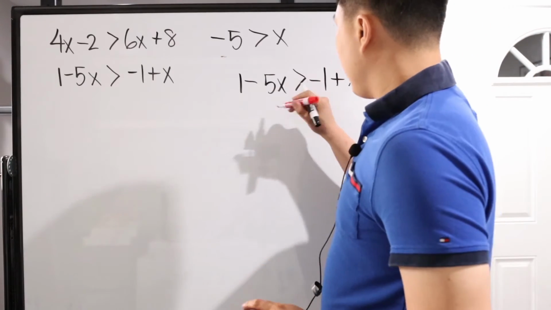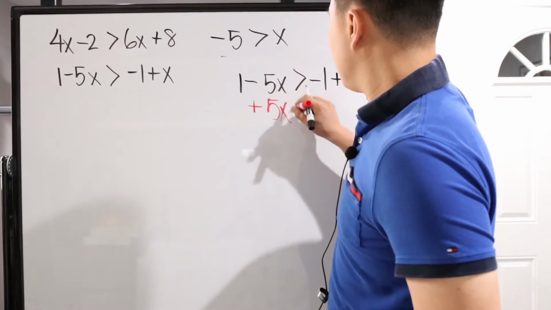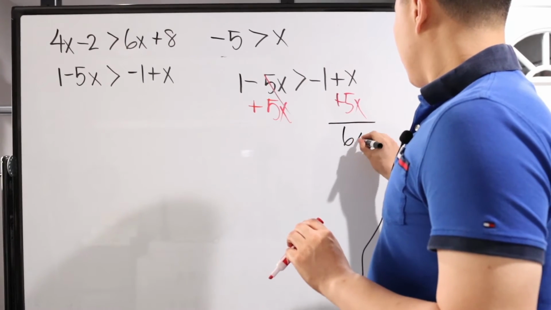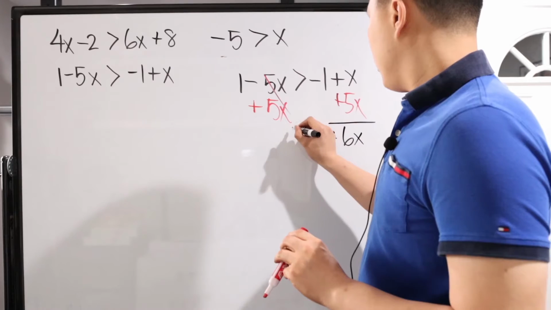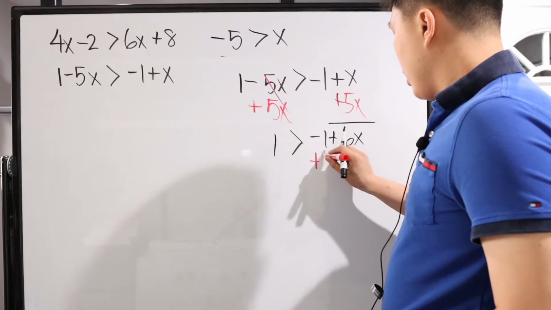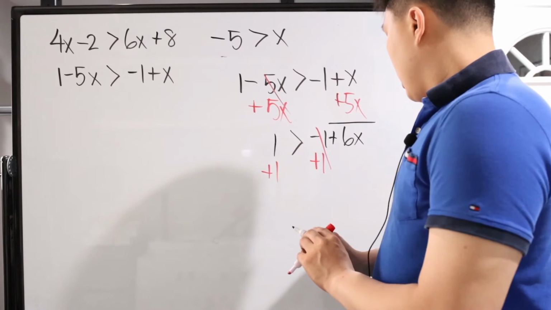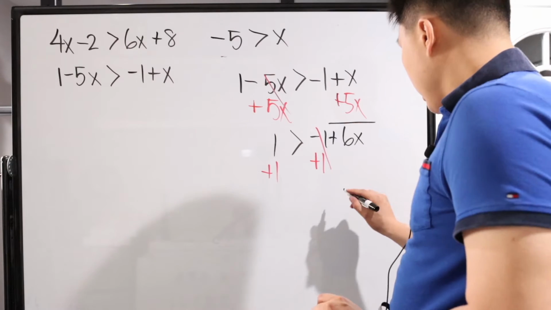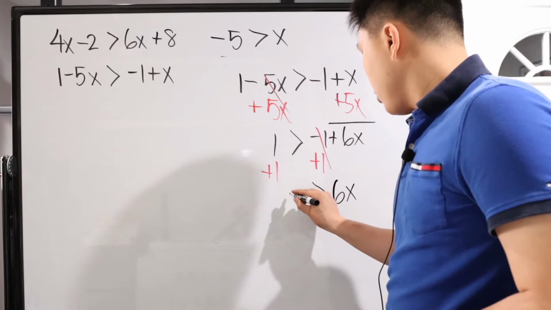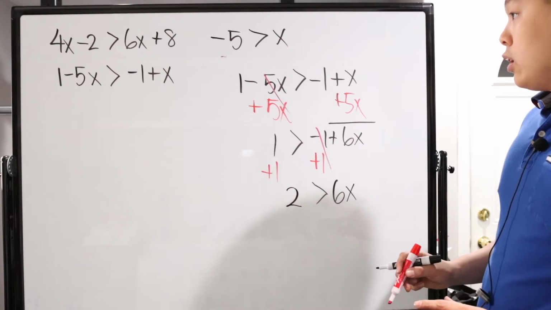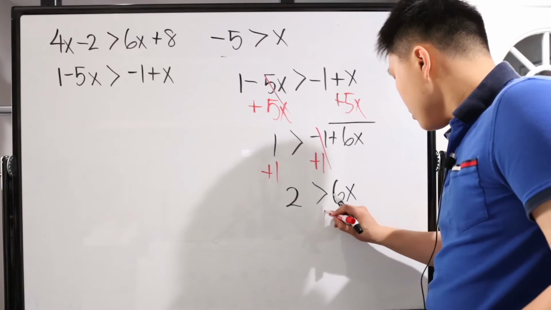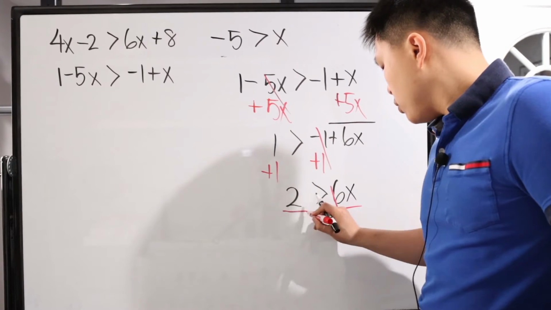I'm going to add 5x on both sides. There it is. And this is going to give me 6x right here. This is a negative 1 plus, and then we have a greater than symbol, and we have a 1 right here. I'm going to add 1 on both sides. And then what happens? Let's see. Okay, so I have 6x is now greater than 2. Okay, anything else? Now we have to divide by 6 on both sides.